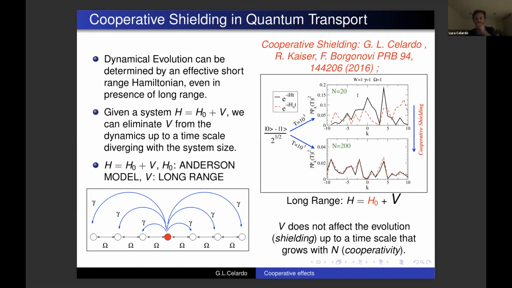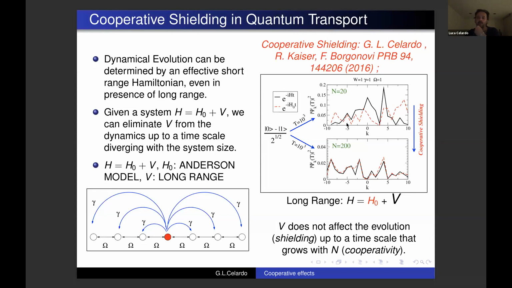And here is an example of what shielding implies. Say that I start with an excitation in the middle of the chain, an antisymmetric superposition of two sites in the middle of this chain. Then I make them evolve for a very long time. The black curve represents the evolution with the full Hamiltonian, meaning the Anderson model plus the long-range hopping, while the red dashed line represents evolution only with the Anderson model, where long range has been eliminated.